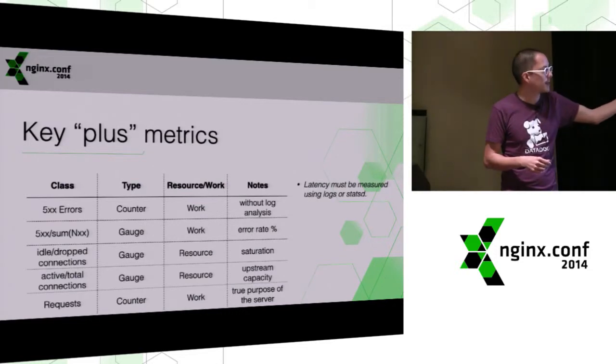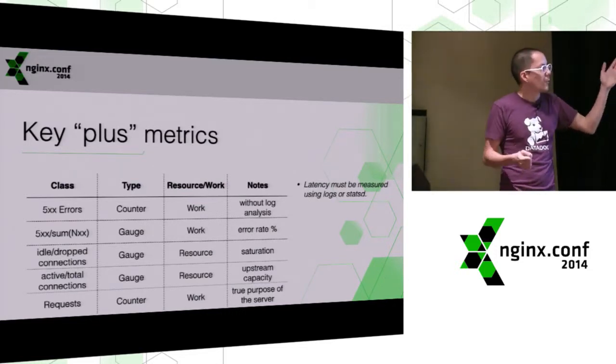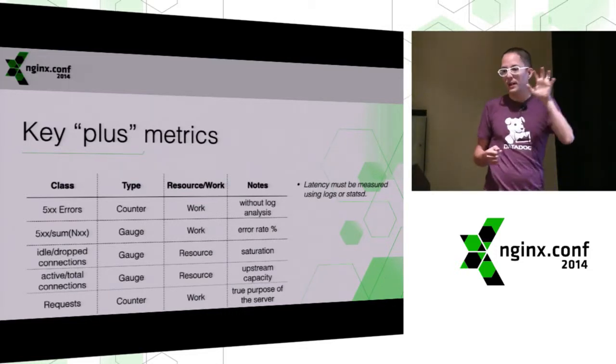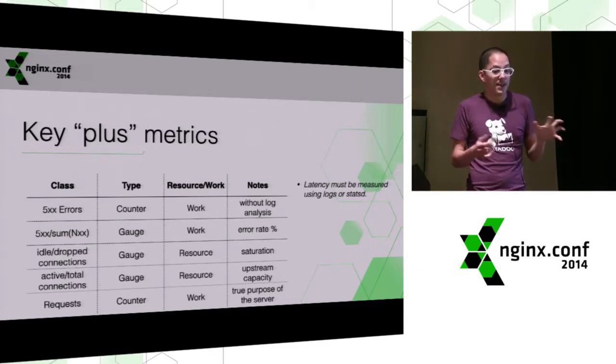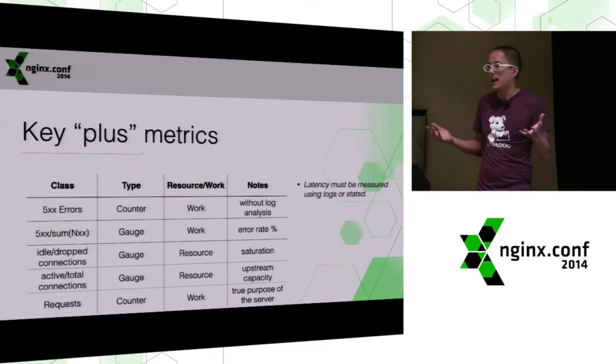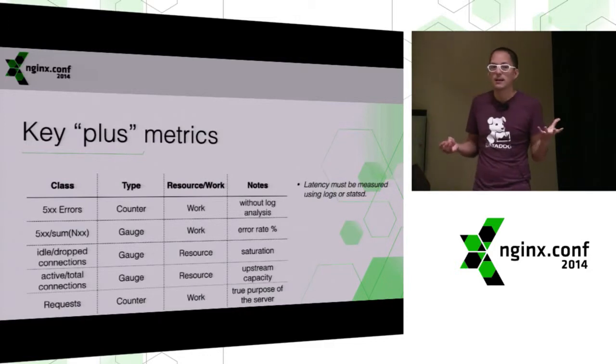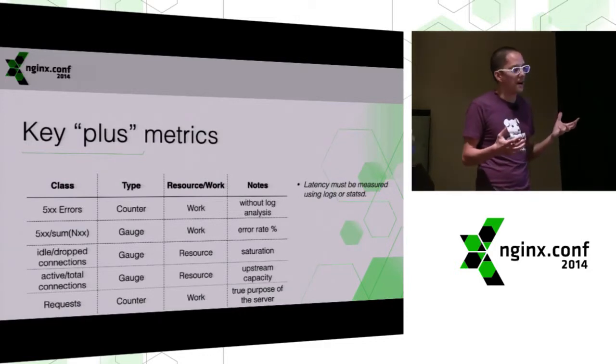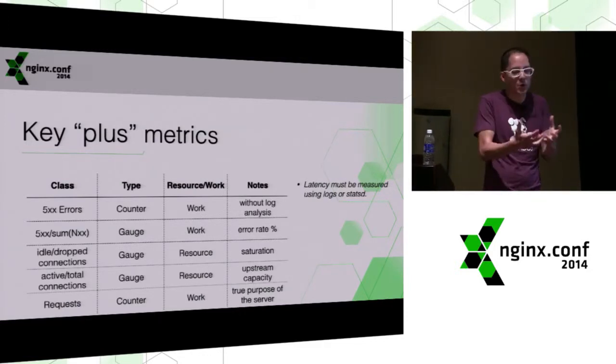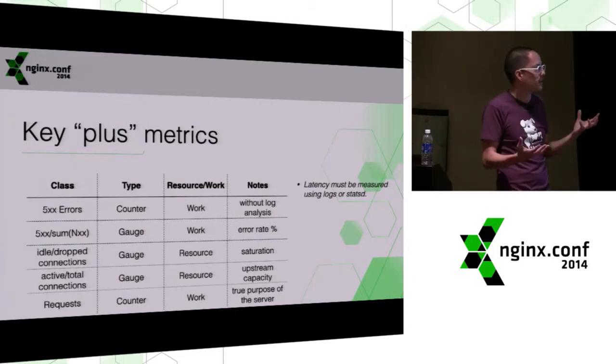With 5xx errors, what's great is that it's a measure of work, because a 5xx means the client is not getting anything back. It's going to get an error back. So it's really the value you're not providing; the server is not providing value. That's why it's interesting.